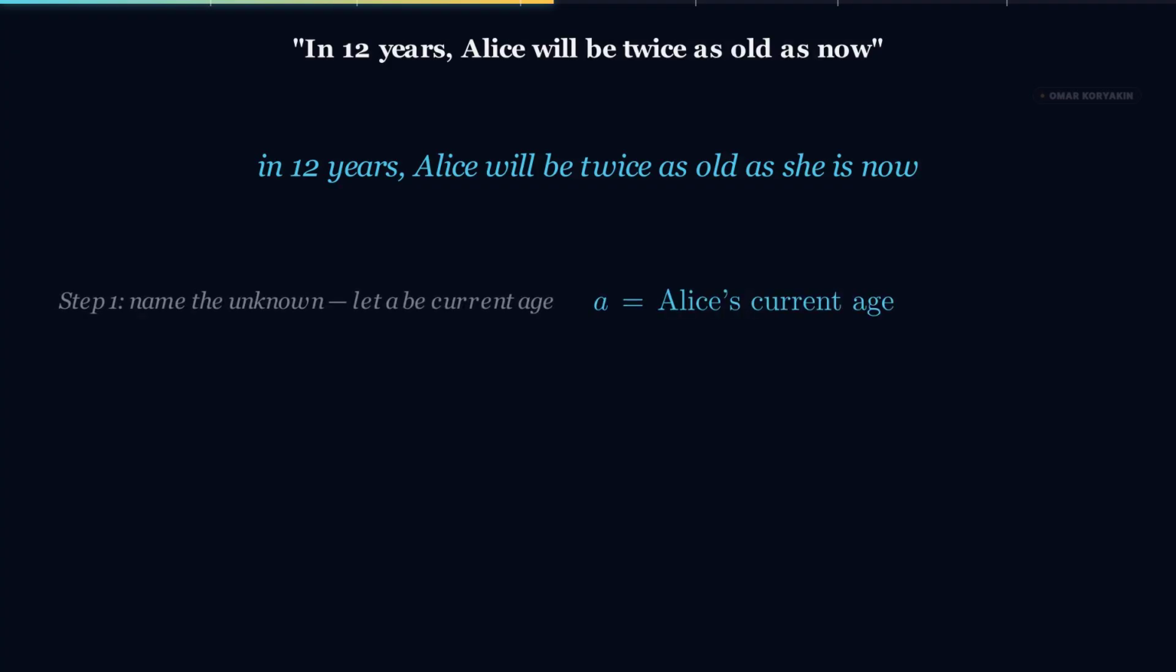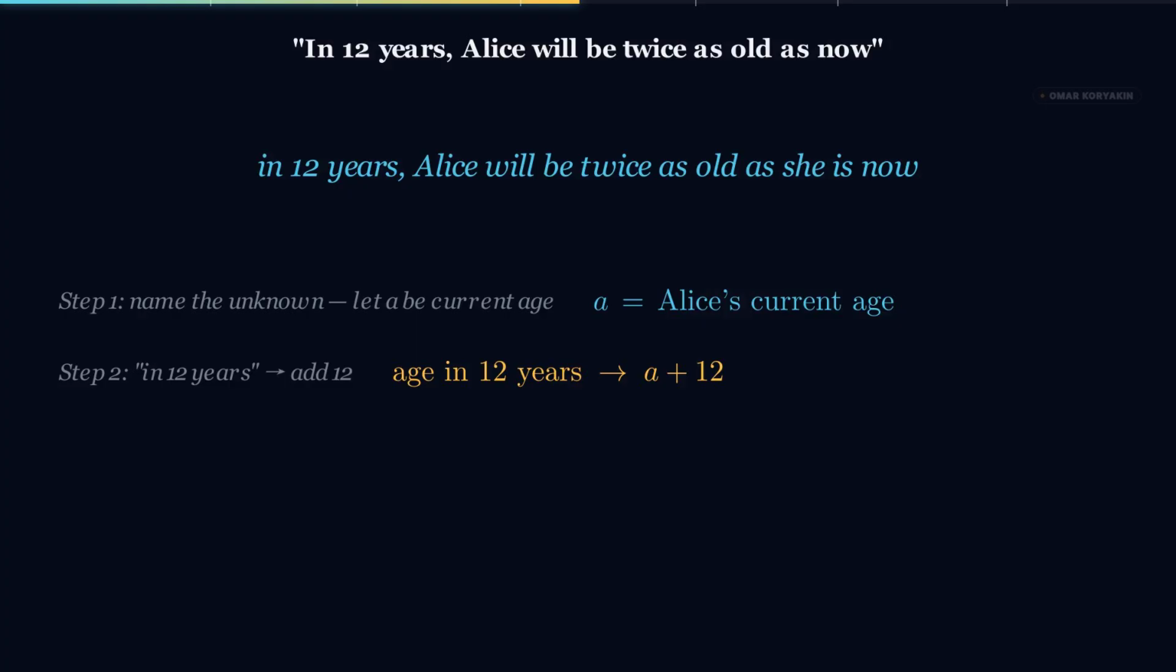Step 1. Identify the unknowns and assign a variable. Alice's current age is the simpler quantity and her future age is described in terms of it. Let A equal Alice's current age in years. Then Alice's age in 12 years is the algebraic expression A plus 12, since 12 years from now means add 12. Step 2. Translate the will be phrase.